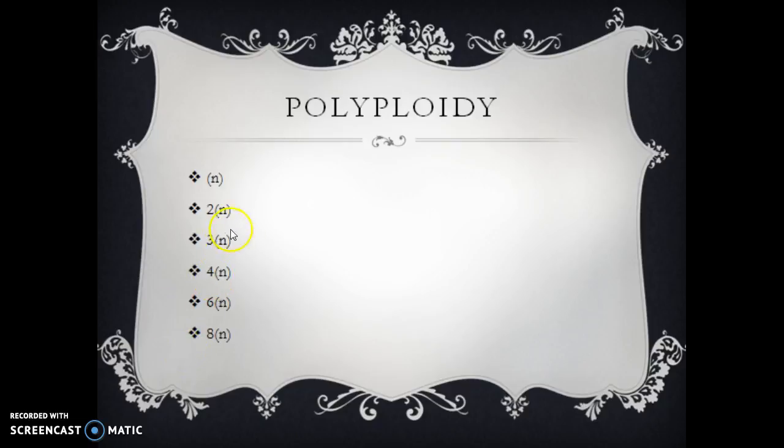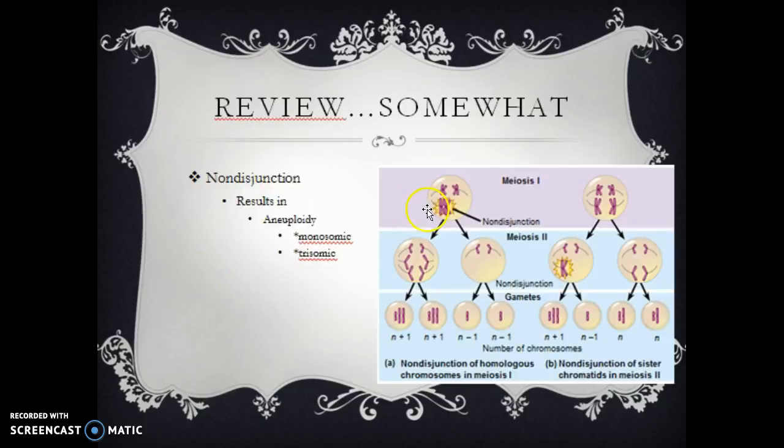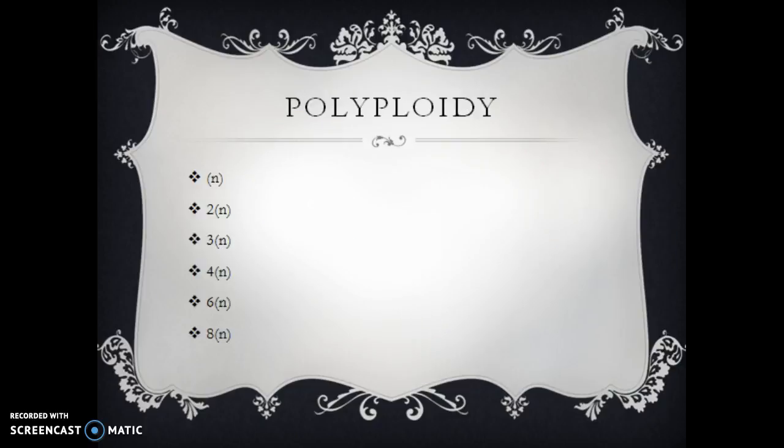Now, by total non-disjunction for this 3N state in humans, I would be talking like in meiosis 1 there, this happened to every single one of the 23 pairs of chromosomes. Or if it were in meiosis 2, this were to happen to all 23 pairs of the sister chromatids. That is one way humans could be triploid.